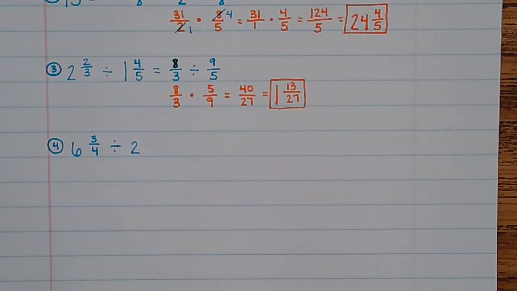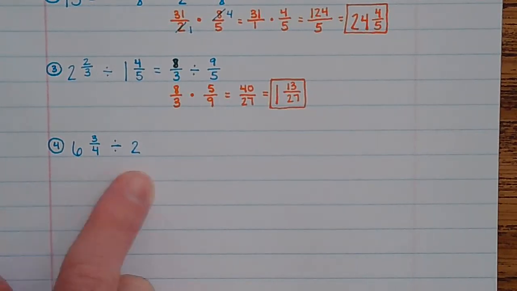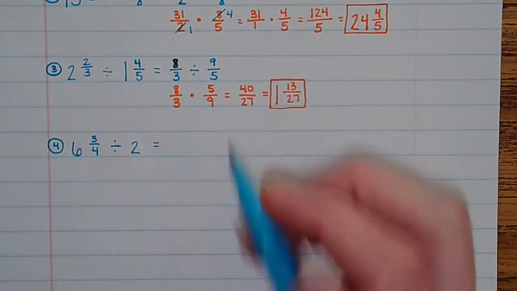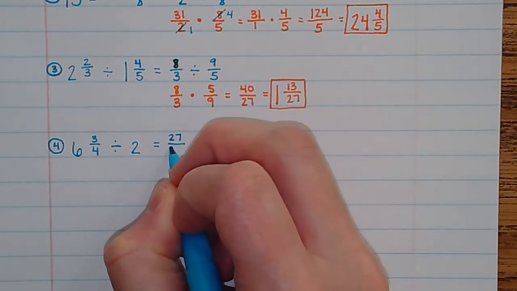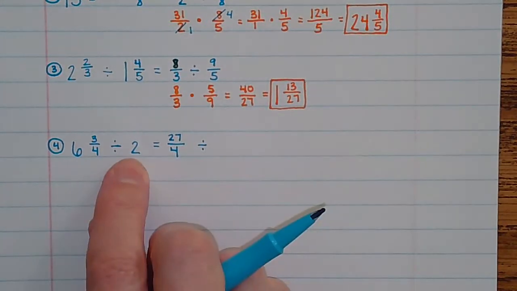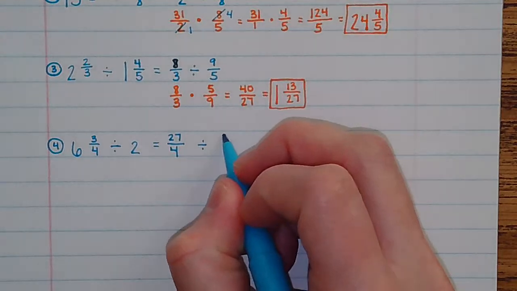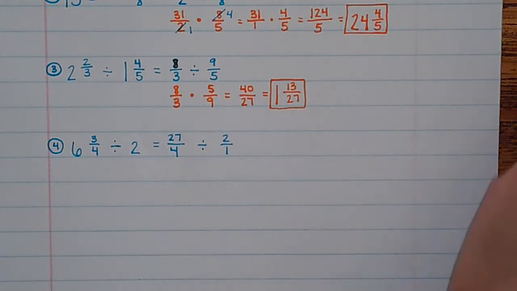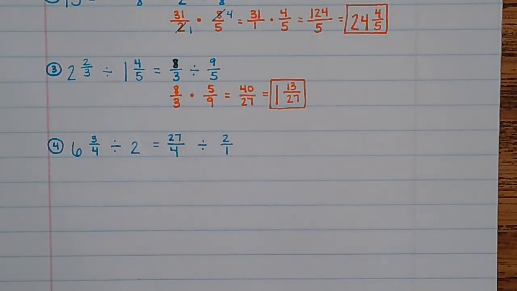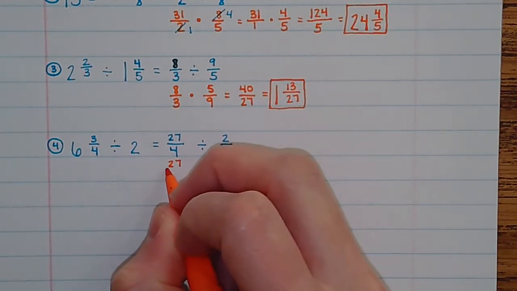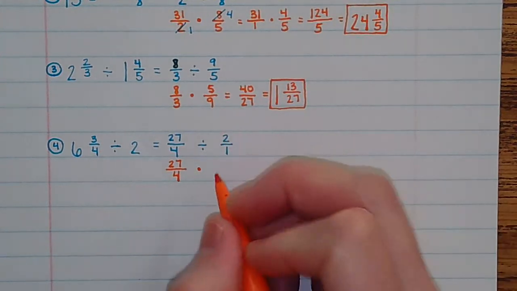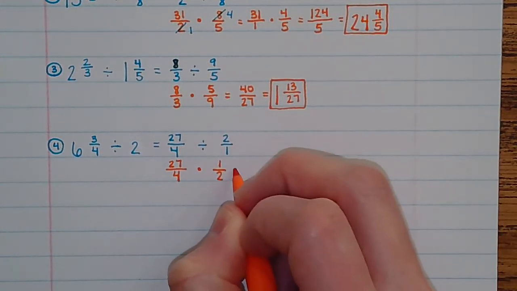Okay. But the first thing I need to fix is I see a mixed number here and I see a whole number here. We can't have that. So let's go ahead and fix those problems. 6 times 4 is 24, plus 3 is 27 over 4. Remember, anytime you have a whole number, you just put a 1 underneath it. Okay, so now things are fixed. Now I've got to do my keep, change, flip. Keep the first number. Change division to multiplication, and then flip your second fraction. So now it's going to be 1 over 2.